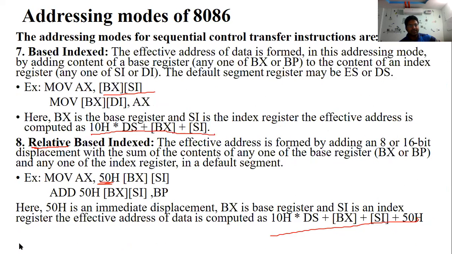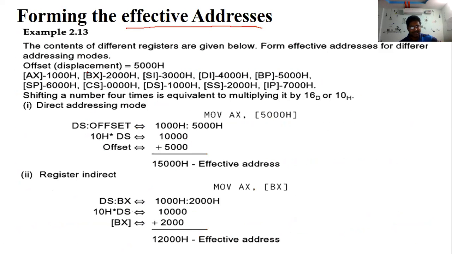We will see this in the examination also. They may ask for a 2 marks or 7 marks question: calculate the effective address. So for example, we are considering an offset value, meaning some displacement value, of 5000 H. You know that the physical address is equal to the segment address plus the offset address.